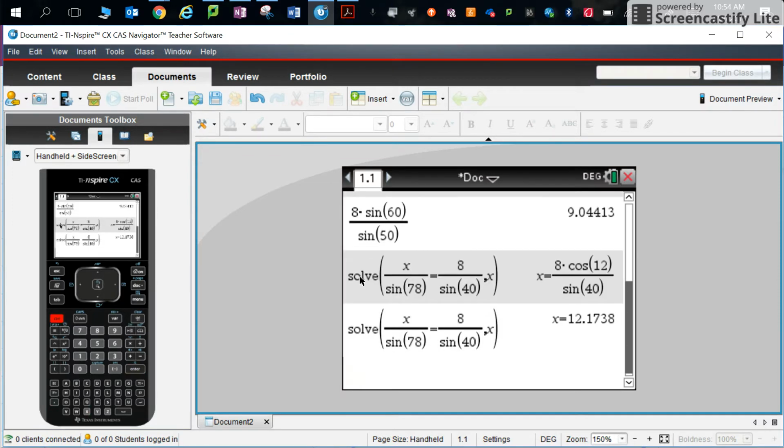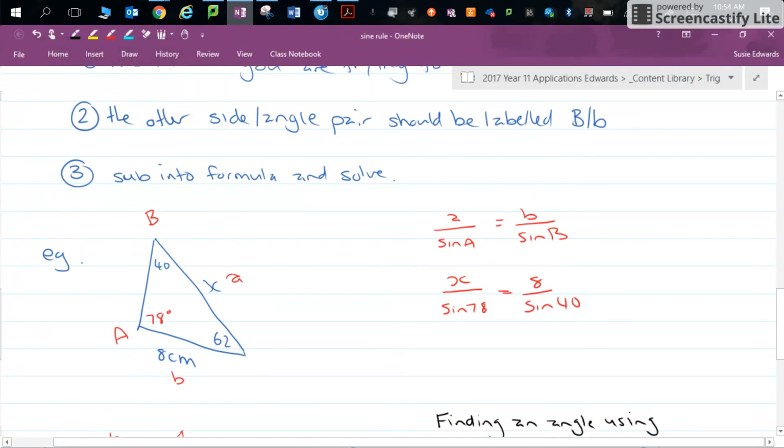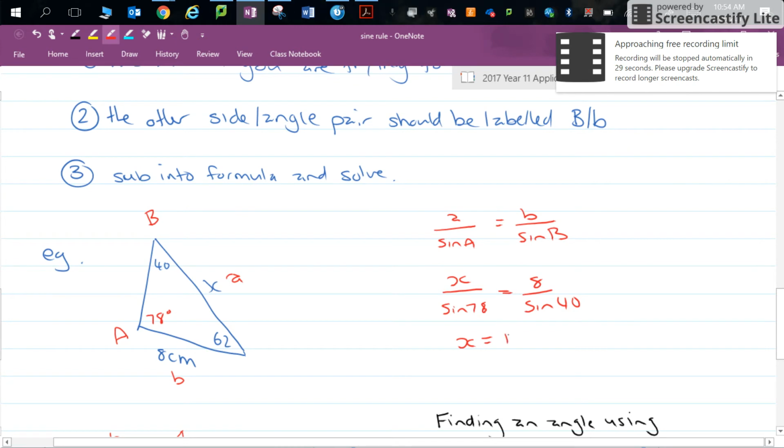And again, Control Enter will give us a decimal answer. And your answer is 12.17 centimetres. So X equals 12.17 centimetres. We'll continue with how to find the angle in the next video.